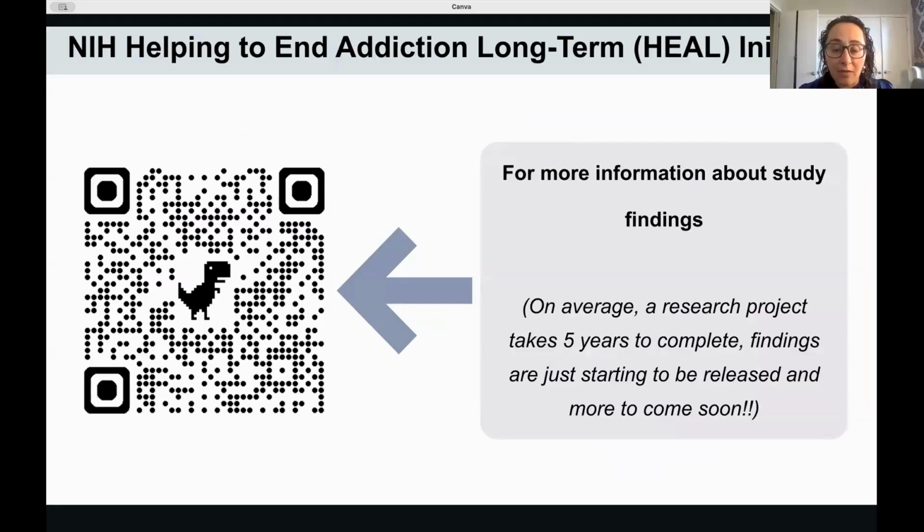It's worth noting that on average, a research project takes about 5 years to complete. Because of COVID, some of those initial grants that were funded by the NIH and the HEAL initiative took a little bit longer to complete. So the NIH is just finishing getting those findings, and the researchers are publishing those results. So as those results become available and those projects are published, you'll be able to find some of those resources on the HEAL website. So I encourage you to check that out in the future.